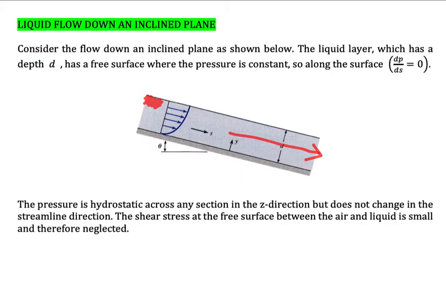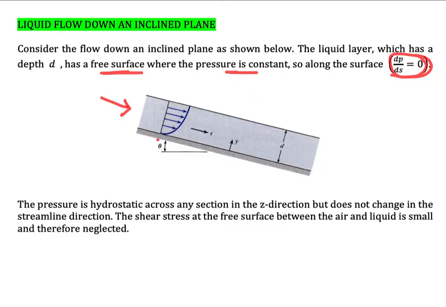Again here we assume that there is no pressure gradient, because the flow here has a free surface. So the pressure is constant, which means that dP/ds is equal to 0.